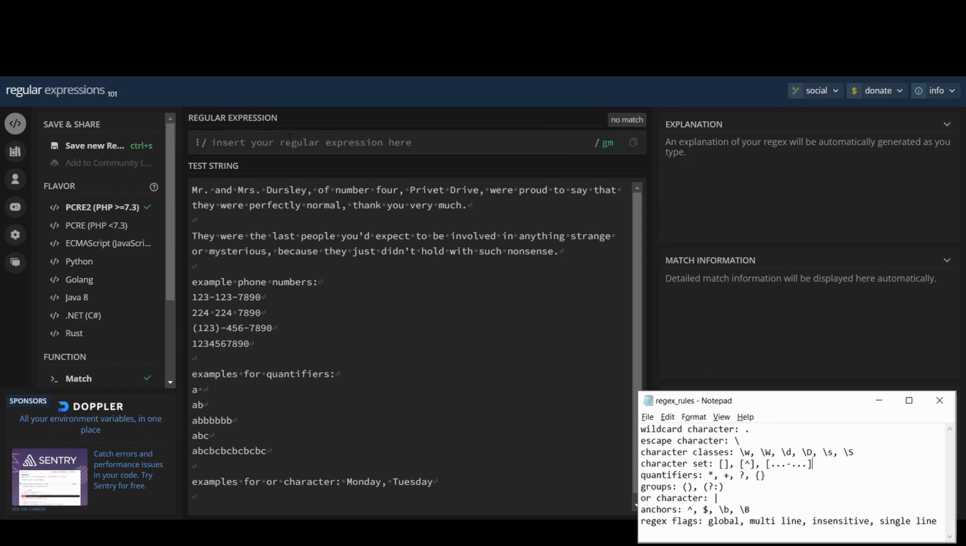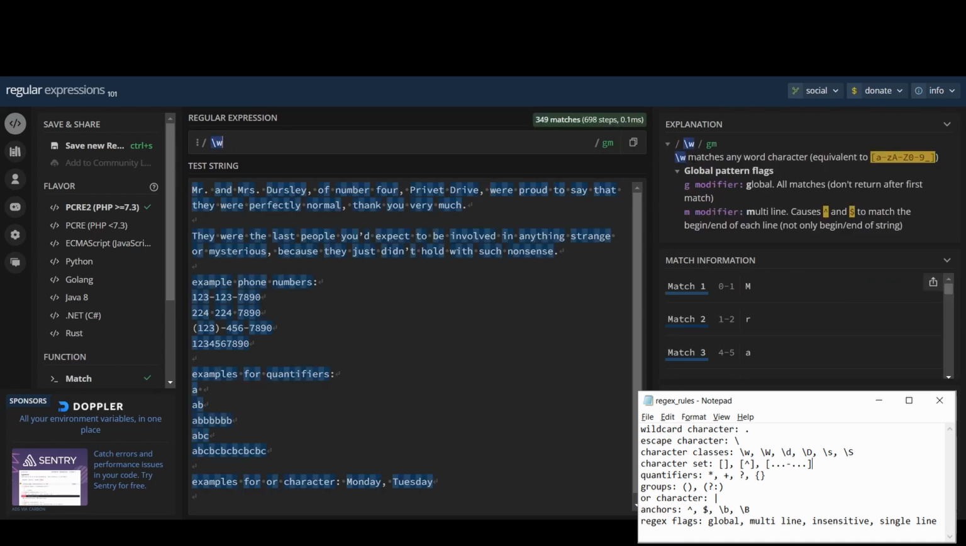Let's now introduce some character classes. The first one is going to be \w. \w matches any word character. A word character is all the lowercase letters and then all the capitalized letters, all the digits, and then the underscore is also part of the word character. So as you can see, everything that we described above, lowercase letters, digits, uppercase letters, and underscore are all highlighted.